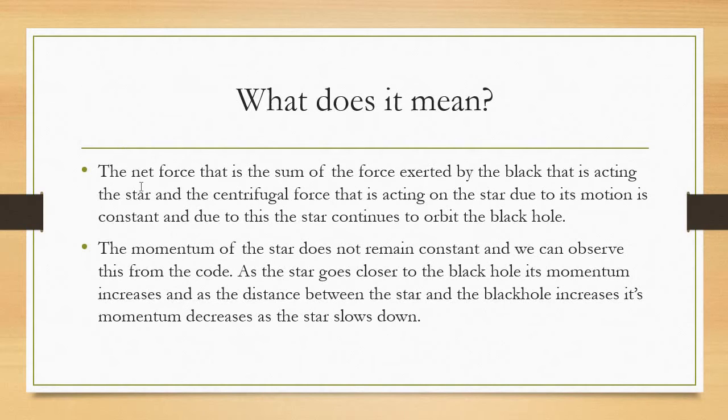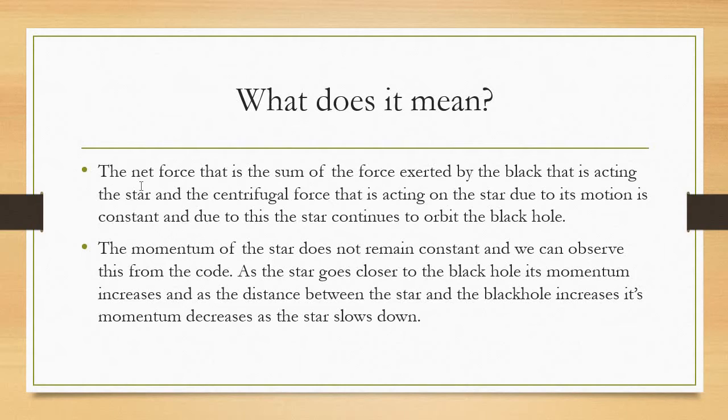What does it mean? The net force, that is the sum of the centrifugal force and the gravitational pull of the star, remains around the same. It varies slightly, but it usually remains constant. Whereas the momentum of the star doesn't actually remain constant, and it changes with the position of the star at various instances of time. For example, when the star is very close to the black hole, the momentum actually increases so that it can escape the strong gravitational pull of the star and continue on its elliptical orbit.